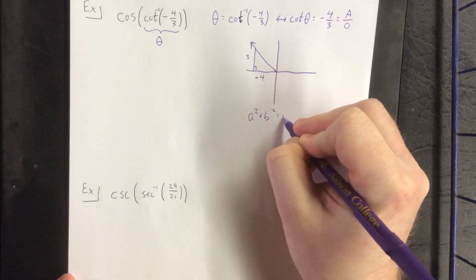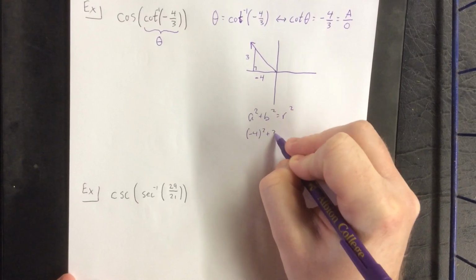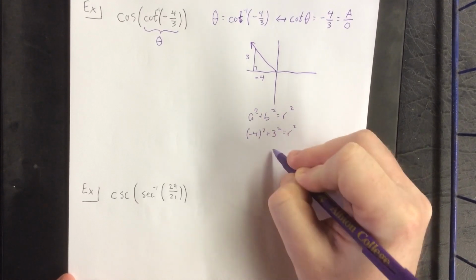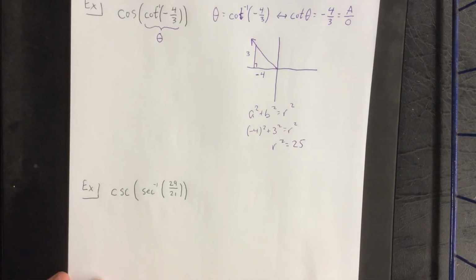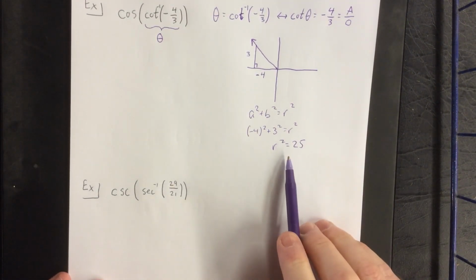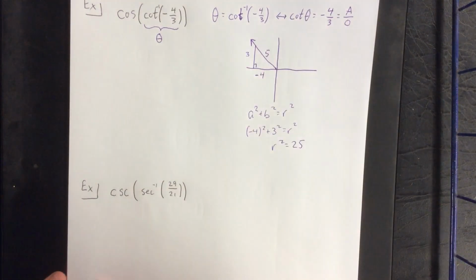A squared plus b squared is equal to r squared. So negative 4 squared plus 3 squared is equal to r squared, letting us know that r squared is equal to 25. That would mean that r is plus or minus the square root of 25. Because it's a hypotenuse, it cannot be negative, so we'll label the hypotenuse as positive 5.